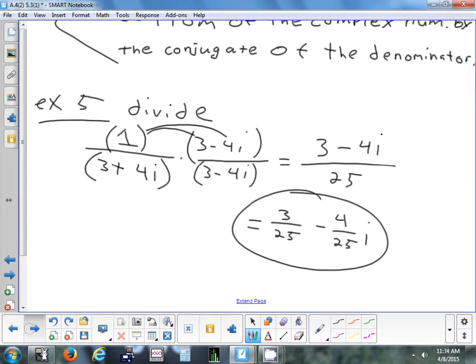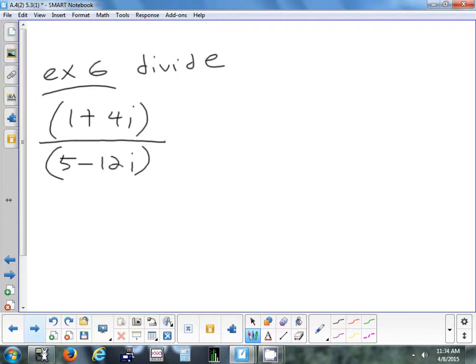Right, let's try one more with division. This time it's a complex number in the top and a complex number in the bottom. We still do the same steps, except now you're going to have to use FOIL in the top. Who can tell me what I'm going to multiply top and bottom by here?